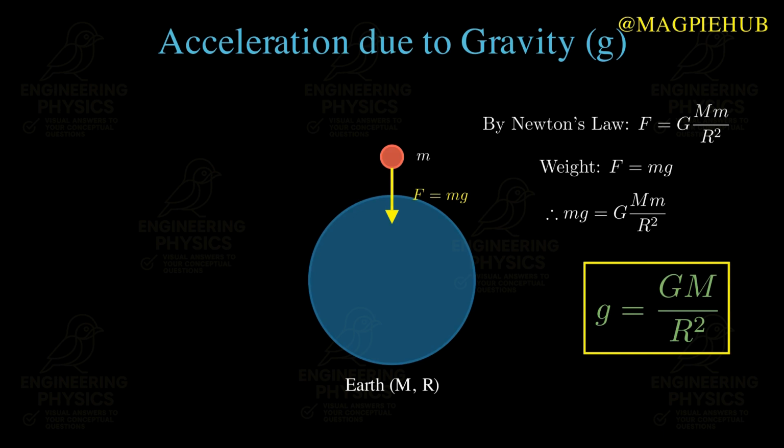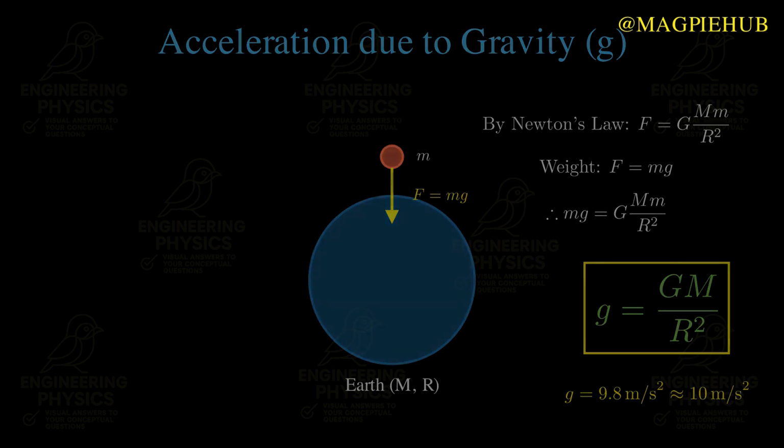For Earth, g equals 9.8 meters per second squared, which we approximate as 10 meters per second squared in calculations. This is why all objects fall with same acceleration, regardless of their mass. Galileo was right. Now, does g remain constant everywhere? No. Let's see how g varies with altitude.